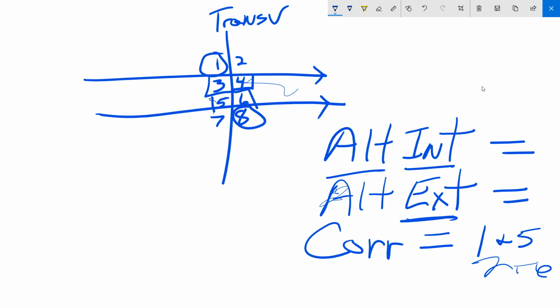Nope. 5 and 7 are adjacent. Adjacent angles are always supplementary. They always add to 180. But how about 3 and 7? Oh yeah, and then 4 and 8. Okay. How about 2 and 6? Okay, so we got all the corresponding angles. Those are always equal.